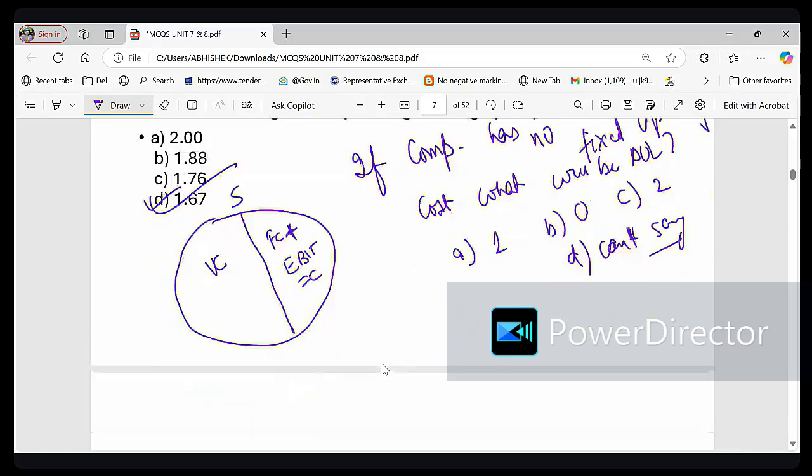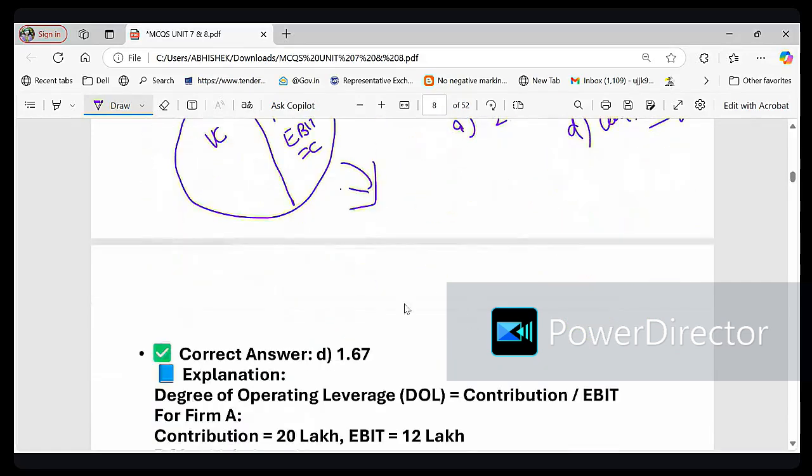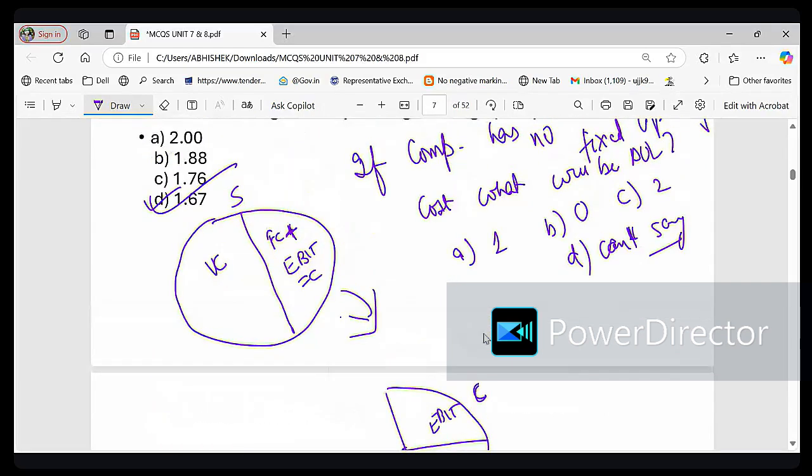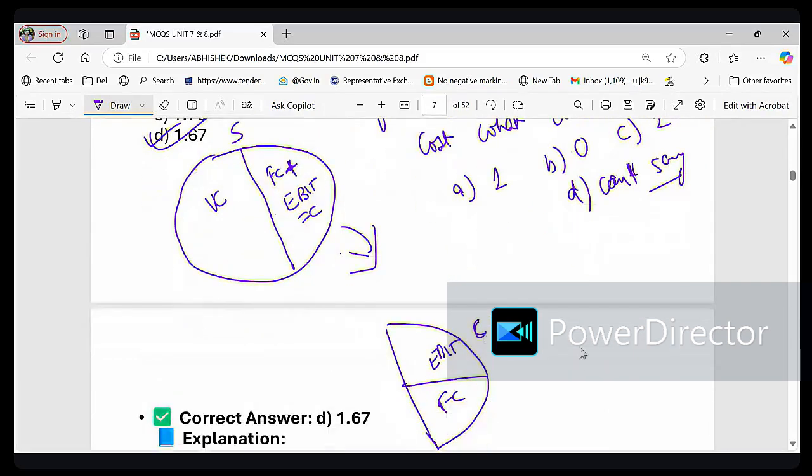So if we zoom into it, let me draw it further. This entire thing is contribution, and some portion of this is EBIT, and some portion of this is your fixed cost. Now, what is DOL? DOL is the ratio of contribution upon EBIT. That means in the numerator we put this much and in the denominator this much. This ratio is called DOL, degree of operating leverage.